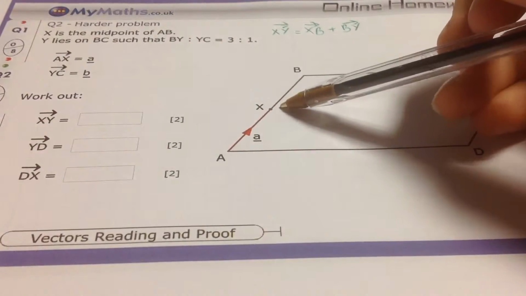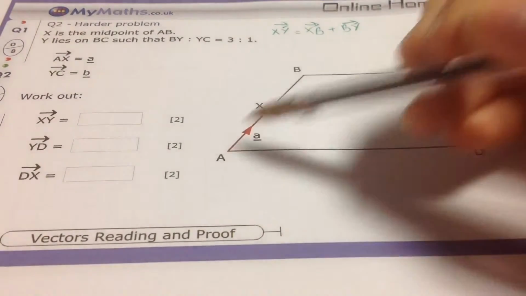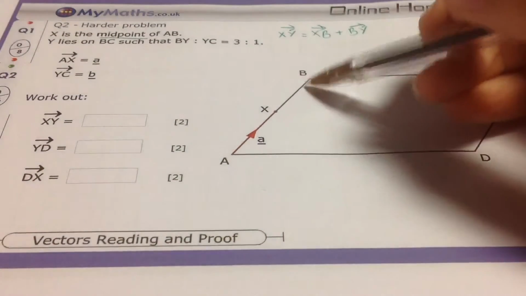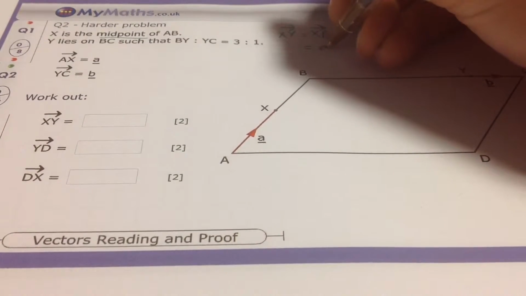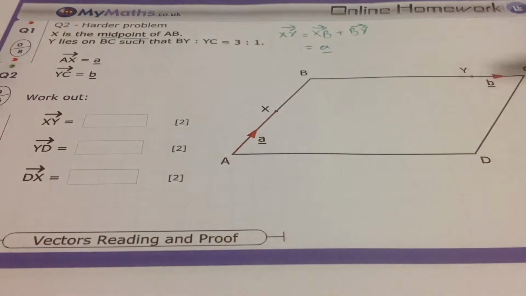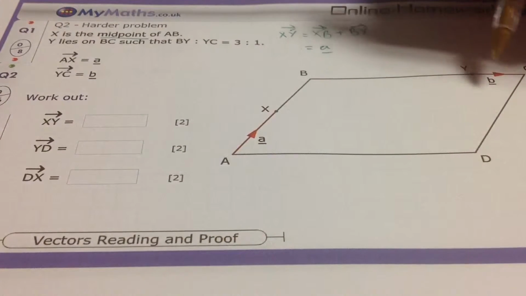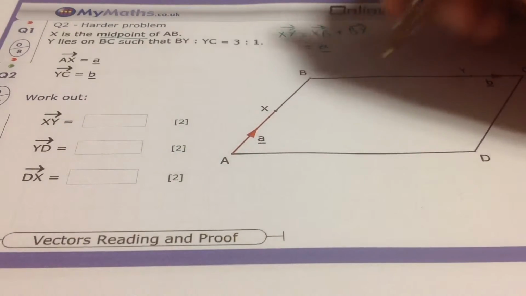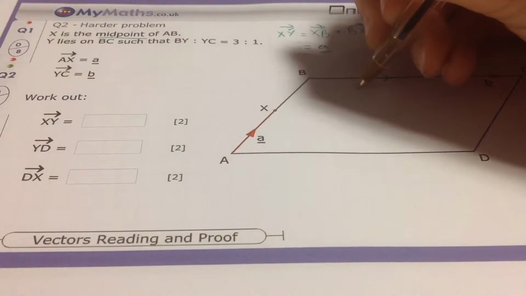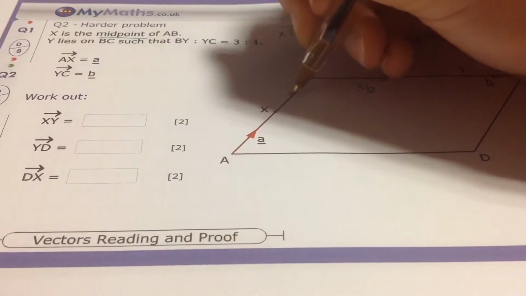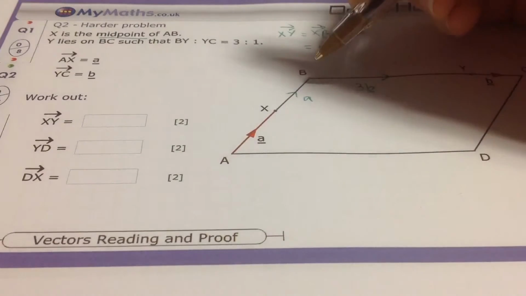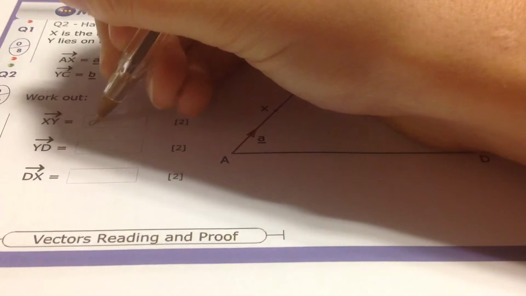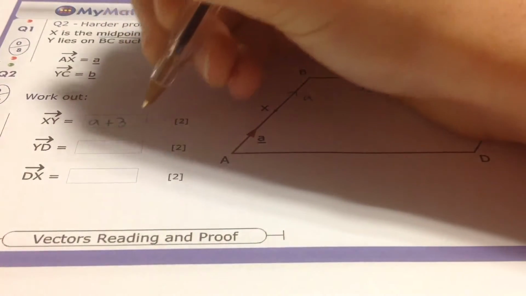X to B is going to be the same as A to X, and the reason we know that is because it tells us here it's the midpoint. So to get from X to B, it's going to be a. To get from B to Y, we are told that YC is 1, where this would be 3. So that means it is from here to here would be 3b. So to get from B to Y, it's plus 3b. A plus 3b.